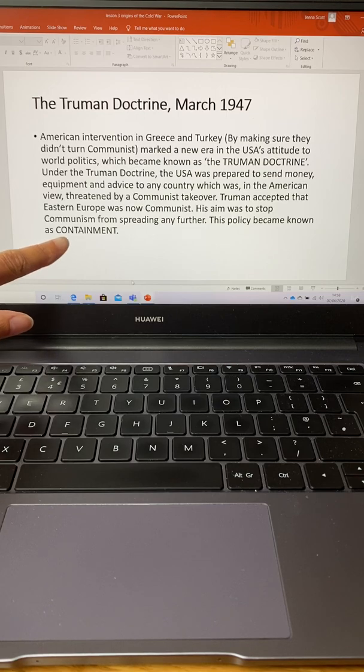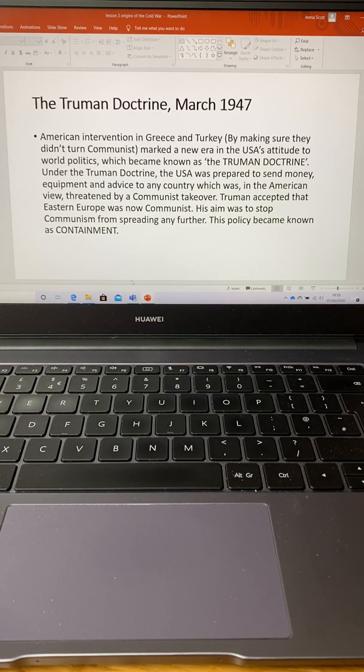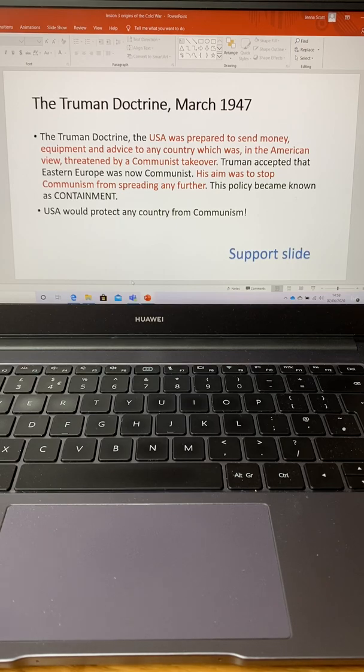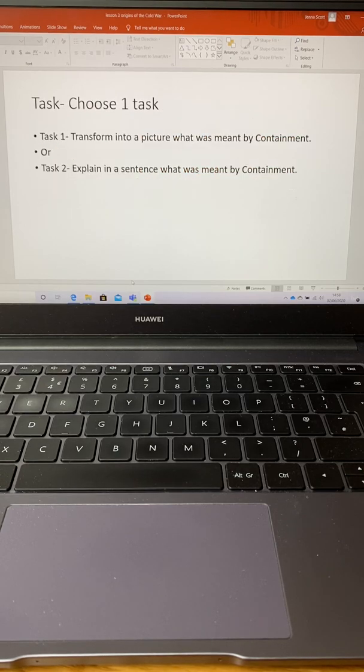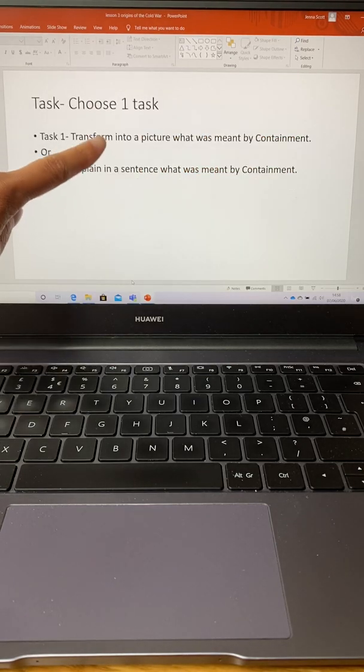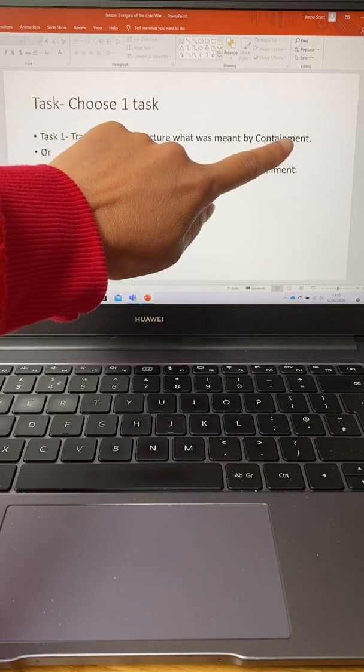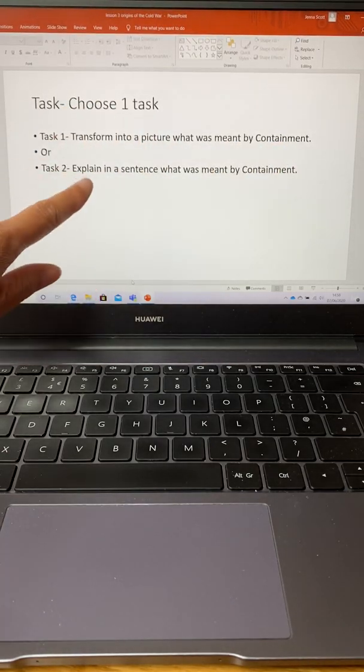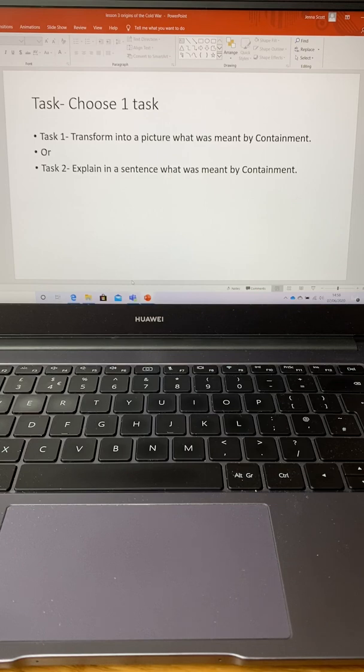Again, key understanding there is something called containment. All right, we've all got containers in our house, right? You put stuff in a container to keep it safe. Yeah, so containment. Again, try and link that to the idea of communism. Little support slide, I've picked out some keywords there. And a little bit of writing to do for this in terms of our task. You are either kind of transform into a picture what is meant by containment, or explain in a sentence what was meant by containment. So pick one of those 2.